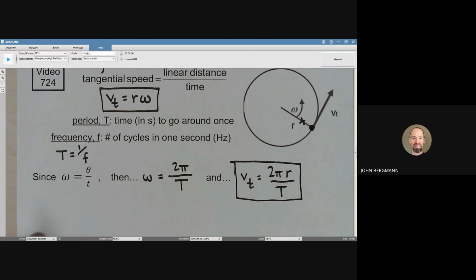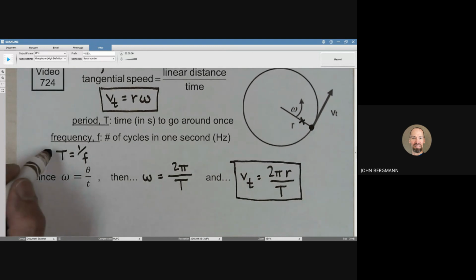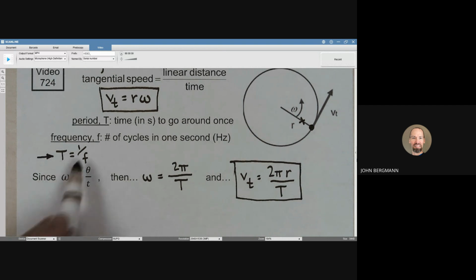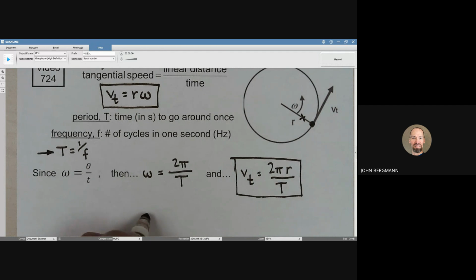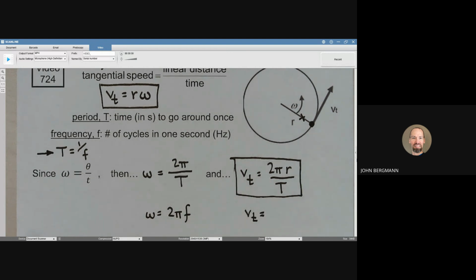And we can give one more. Because, as we know from this relation that I'm putting an arrow next to right now, the period and the frequency are inverses of each other. If omega is 2 pi divided by T, isn't it equally true that omega is 2 pi multiplied by f? Therefore, final expression for tangential speed, 2 pi r f. Any of those equations, depending on what we're given, will give us our tangential speed.